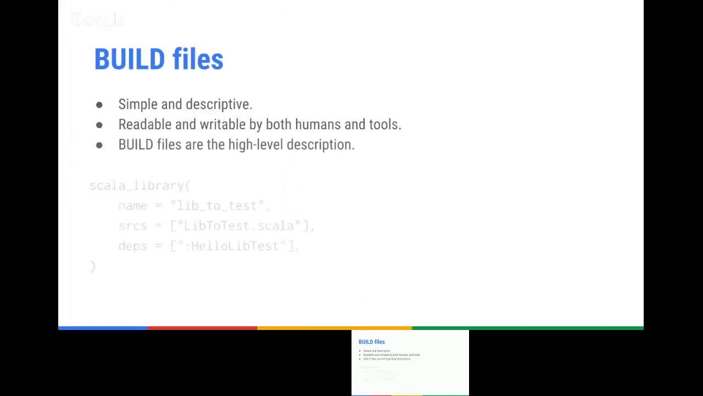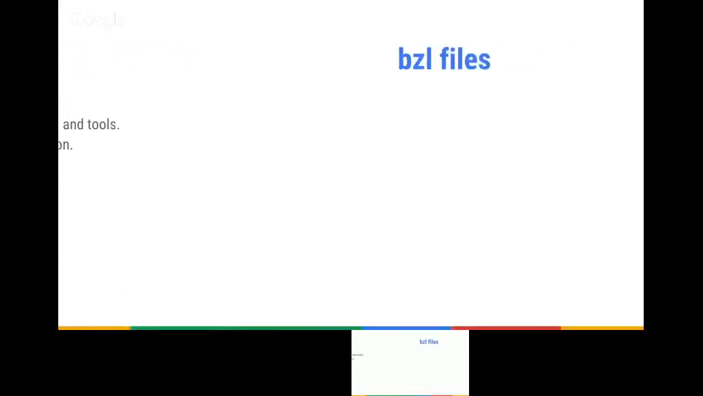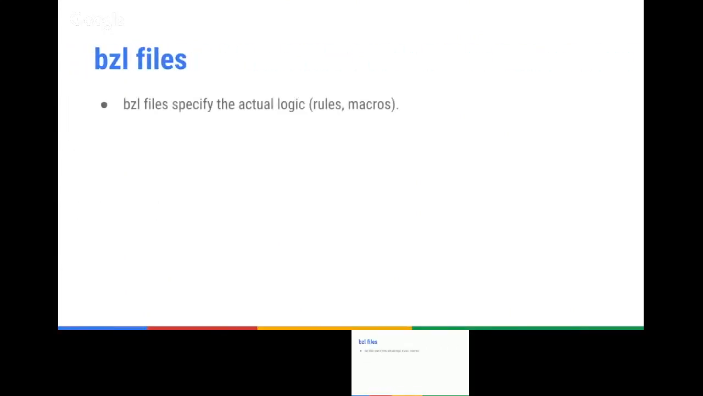So build files are just the high-level description. Just some example from Scala. Even if most of you haven't used Scala in Bazel, you can understand what's going on because it's consistent with the rest of the rules. You could have a Java library instead, it would just work the same. And in Bazel files, we have the actual logic. Bazel files describe the rules and the macros.